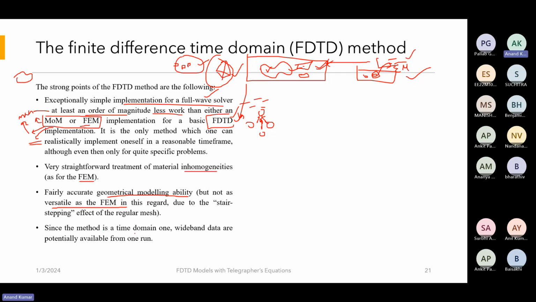And since this is a time domain method, wideband data are potentially available from one run. So in just one run, you can simulate from 1 GHz to 100 GHz in very little time with sufficient memory. But if you have to do it with the method of moments or FEM, with the same delta f resolution, it will take much longer.